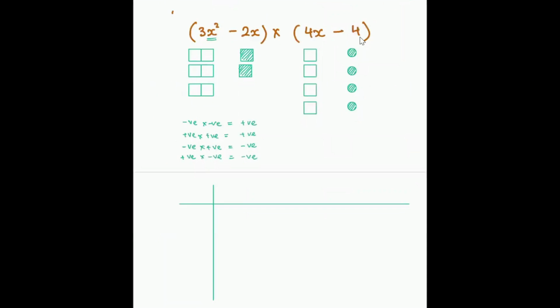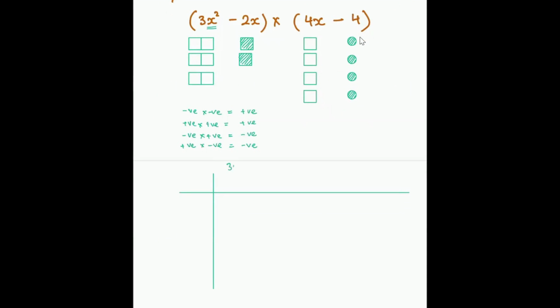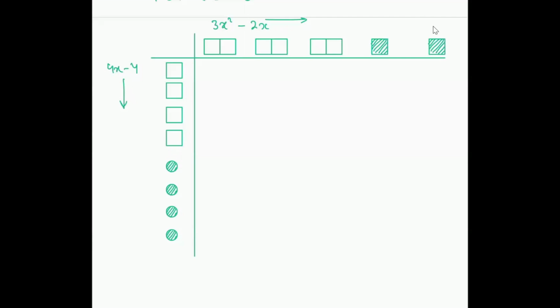Next step, we will make a grid. There is no rule which one will go where, but I tend to use the one which has fewer values on top, but it doesn't matter. You can do both depending on the space, right? So let's say we are doing 3x squared minus 2x on this side, and 4x minus 4 on this side. So I'll just populate it, and this is how it will look like, right?